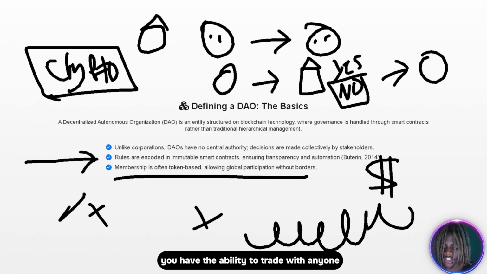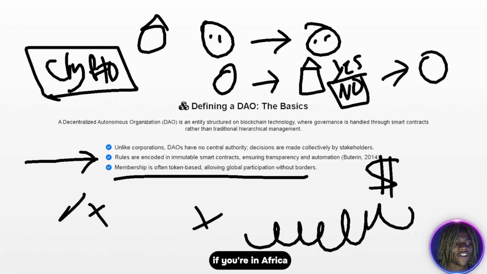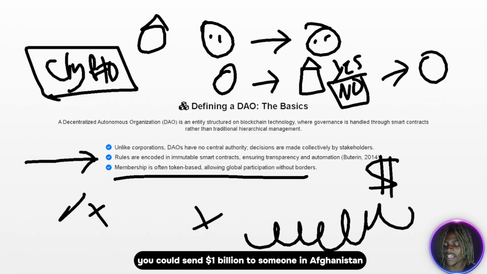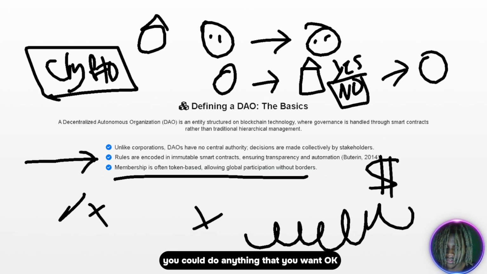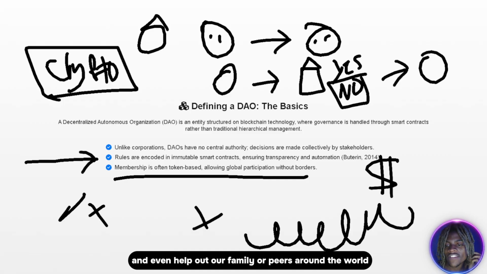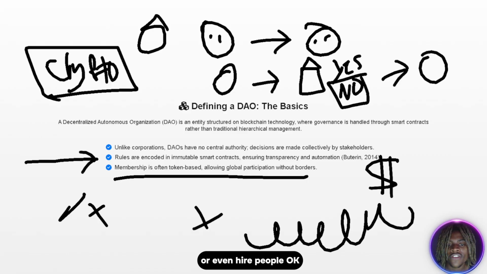You have the ability to trade with anyone around the world. You could send $1 million to someone in China if you're in Africa. You could send $1 billion to someone in Afghanistan if you're in the US. You could do anything that you want. Cryptocurrency makes a very flexible option for us to send our money and manage our money how we want, and even help out our family or peers around the world, or even hire people.